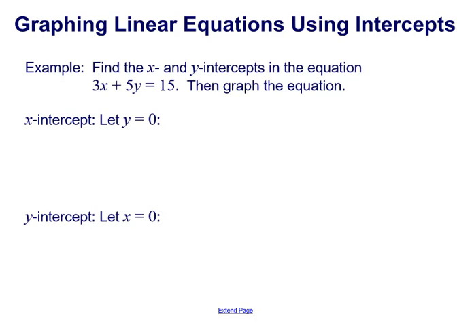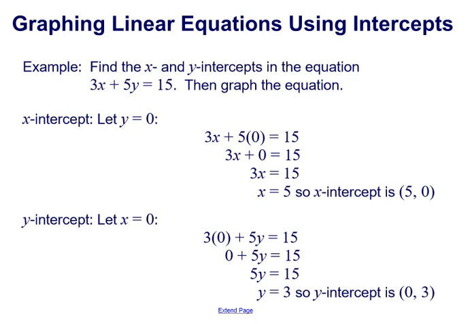We have 3x plus 5y equals 15, and we want to find the x and y intercepts so that we can use them to graph that equation. Well, the first thing we need to start off with is the information we know about every single x and y intercept is that the opposite coordinate is equal to 0. For the x-intercept, we can let y equal 0, and for the y-intercept, we can let x equal 0.